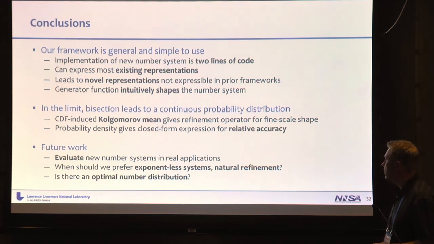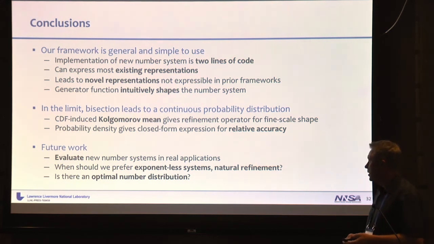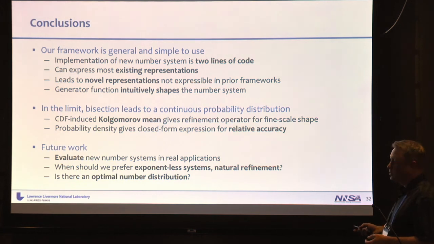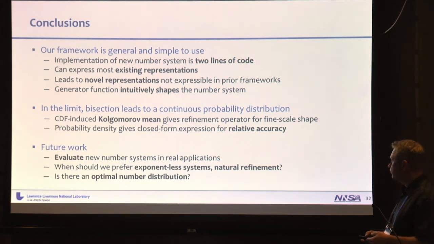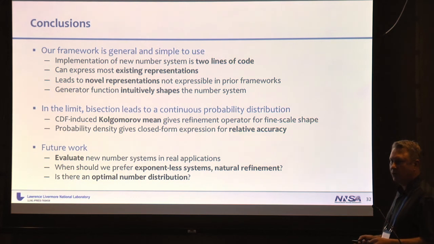All right, so on my last slide here. We presented a very simple and general framework for generating new number systems. We've shown that it leads to these novel representations, for example, the Fibonacci representation and extended unary. Of course, we developed this notion of connection between number systems and continuous probability distributions that we think will be useful for analyzing different number systems.